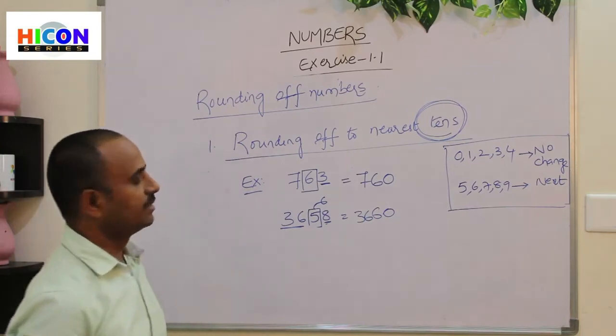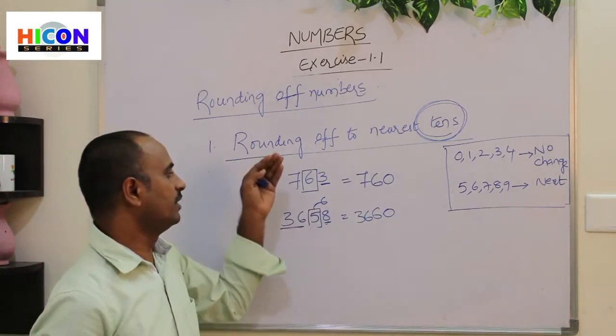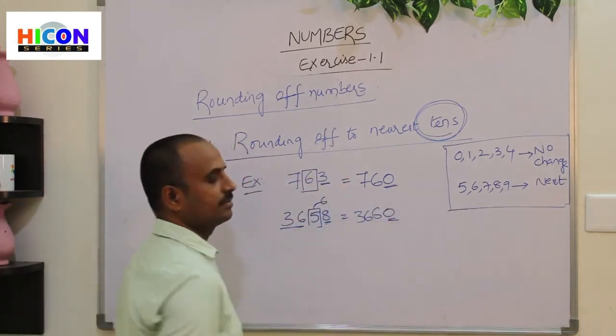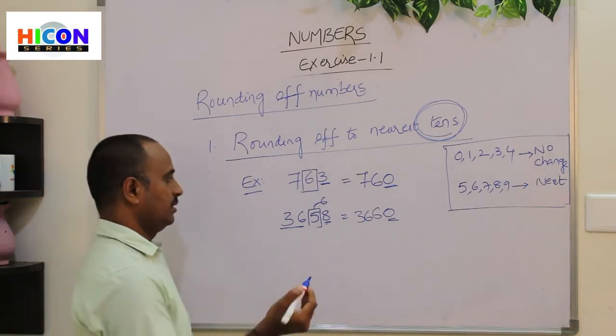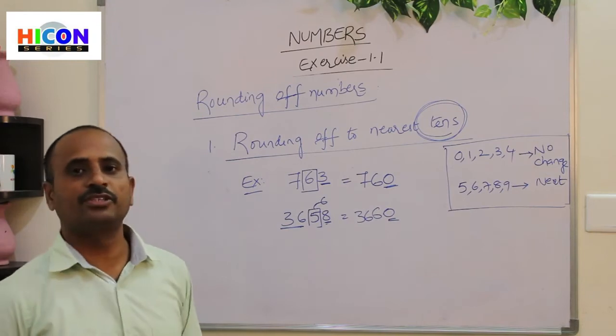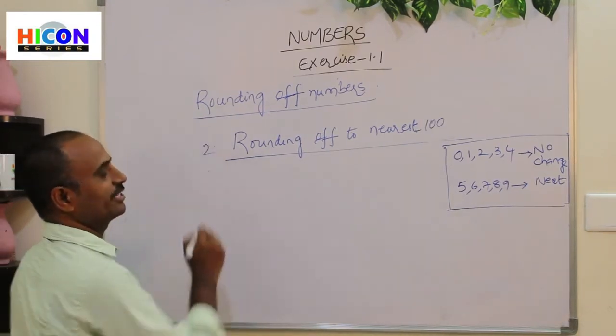So children, this is how to round off the given number to the next tens. If you round off the given number to the next tens, we will get 0 in the answer. So children, this is the process of how to round off the given number to the nearest tens. Next, round off the given number to the nearest 100.